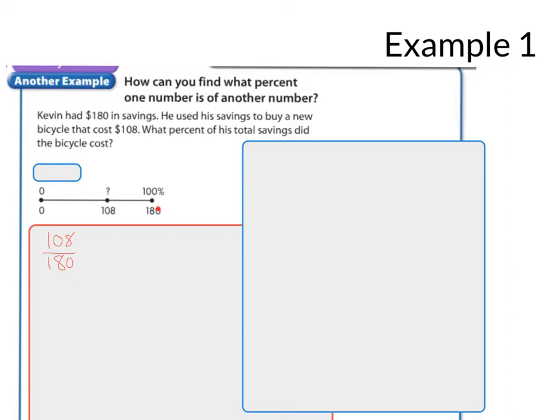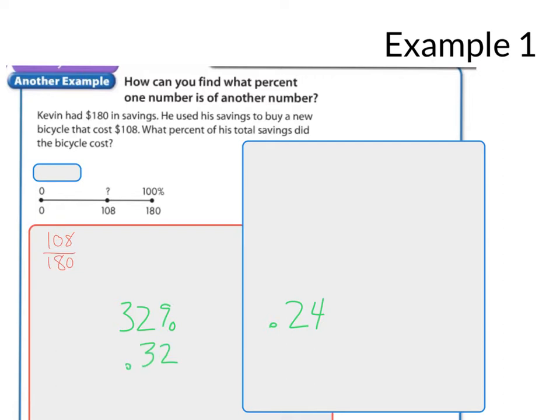So here's $180. This is 100% of his total savings. He used 108. What percent did he use of his savings? Well, we're going to use our knowledge that we can make a decimal into a percent to solve this problem. What do you mean by our knowledge of making decimals and percents? Well, we know that if we have 32% here, we can make it into a decimal. We can move it twice to the left. And 32% as a decimal is 32 hundredths.